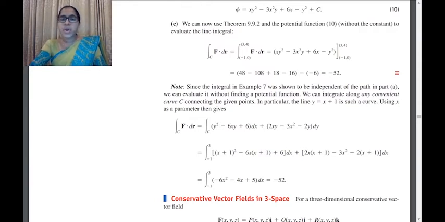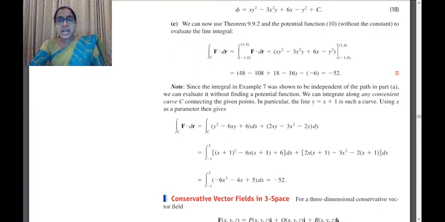Now we can do the same problem in a different manner. If you look at the endpoints, if you choose the line y equals x plus 1, then this line is a curve which passes through these points. Why? Because if x is -1, y is 0. If x is 3, y is 4, since 3 plus 1 is 4. So these points satisfy this equation. So we can say that y equals x plus 1 is a path from (-1, 0) to (3, 4).